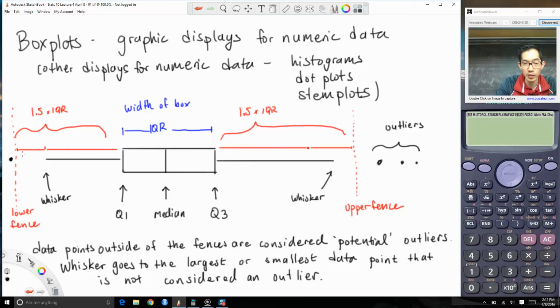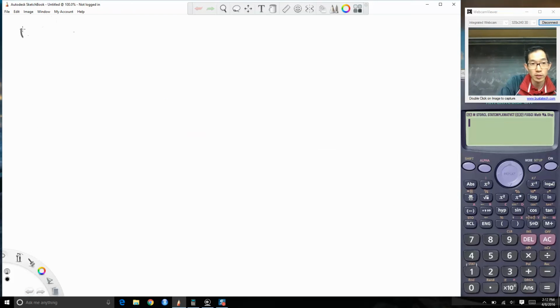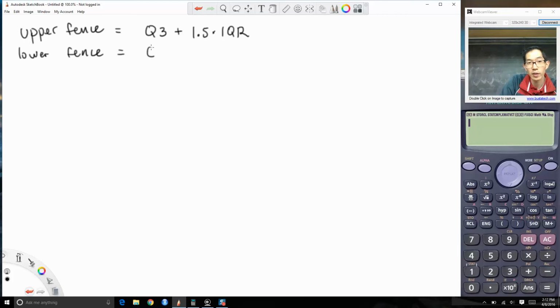So the formula for the upper fence and the lower fence would be what? Q3 plus 1.5 times the IQR. And then the lower fence, what is the lower fence? Q1 minus 1.5 times the IQR.